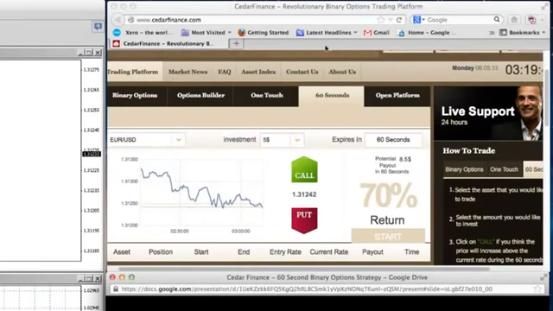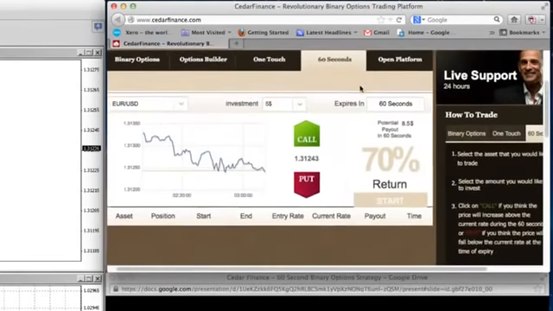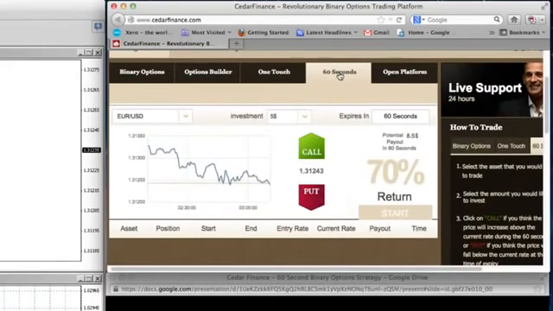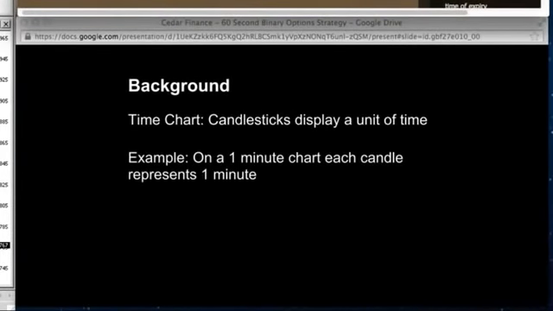Also, in this window here I've got Set of Finance open and logged in. I'm on this 60 seconds sub page. Here I can select the different currencies that I want to choose. My investment amount, $5 is the minimum, and up or down, and I'm getting a 70% return on the Euro USD, for example. If I bring up the AUD USD, it's also the same 70% return on any investments.